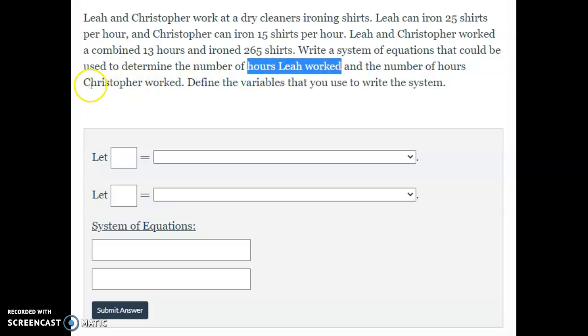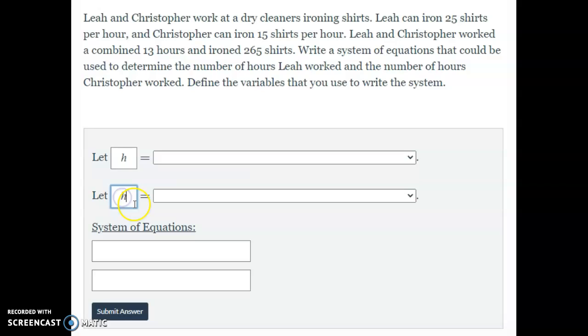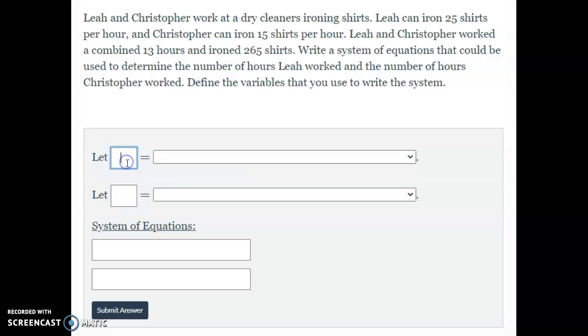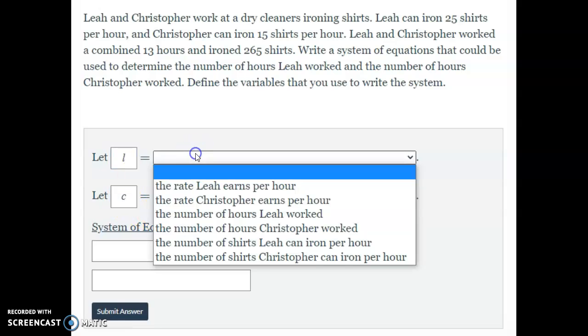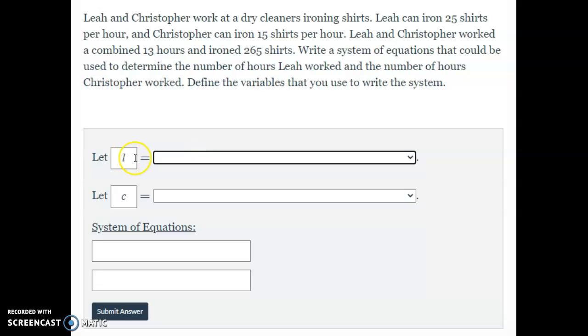So whatever they're asking you to find, that's going to be our variable, and that's what we're going to start with. Now we're going to have to make a decision on what we call those. If we're thinking about hours Leah worked, we could use H for hours, but then we'd have to use H again for Chris's hours, and we don't want to use the same letters twice. So to tell them apart, let's use L for Leah's hours and C for Chris's hours. You could probably pick any variable you want, but they're going to be different because they're different hours.